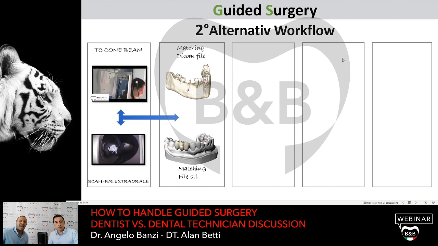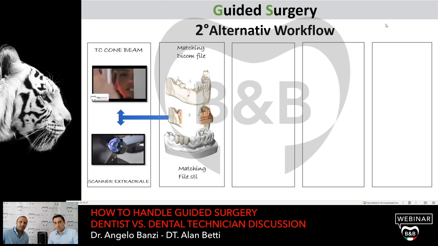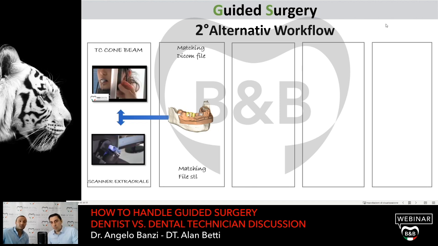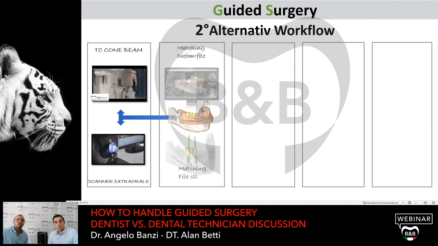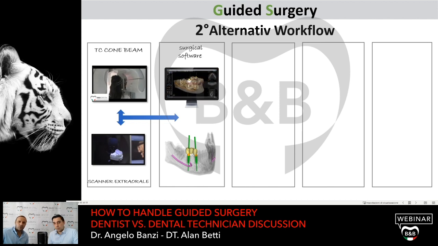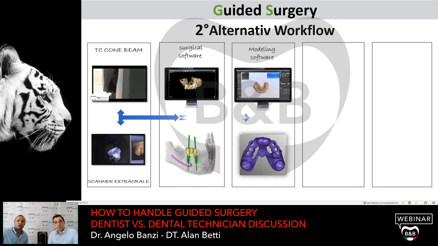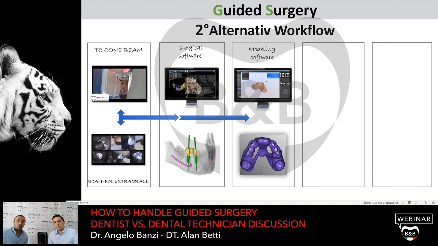Once I've got this image, the technician is going to match it, and from here to the end the workflow is always the same, identical. It doesn't change. With the surgical software, I'm going to plan the implant position and choose the abutment. With the modeling software, the technician is going to design the surgical template.